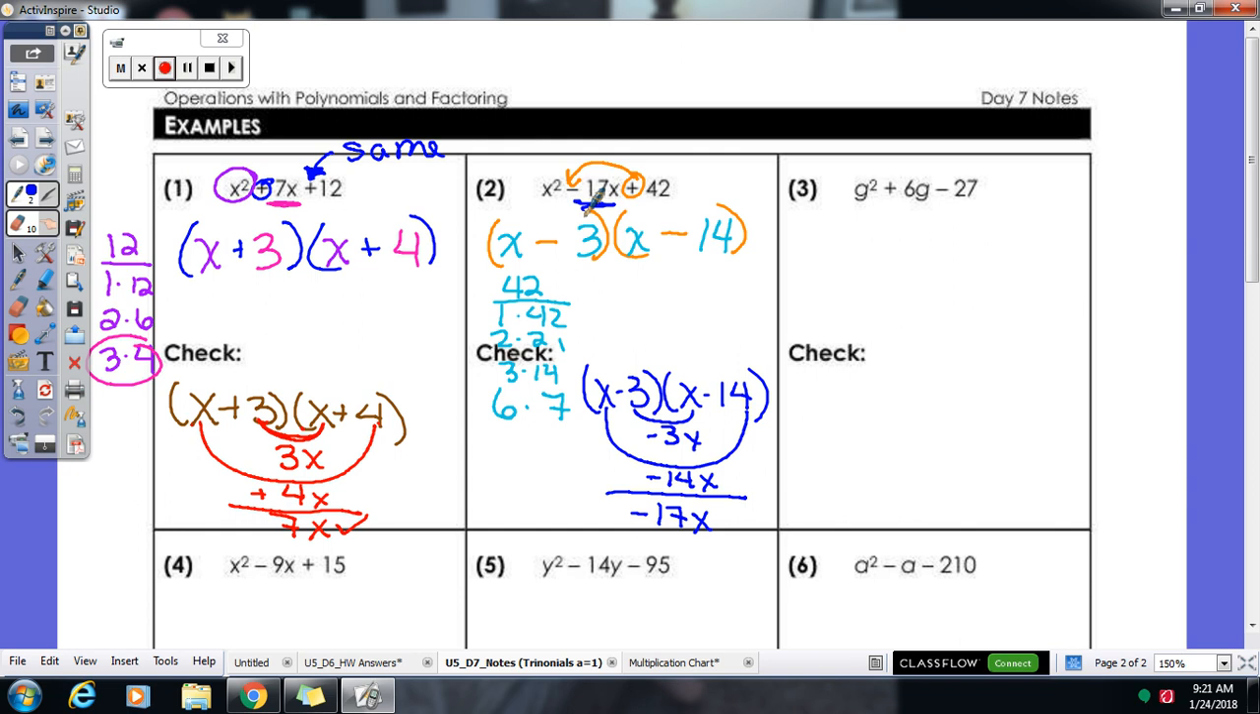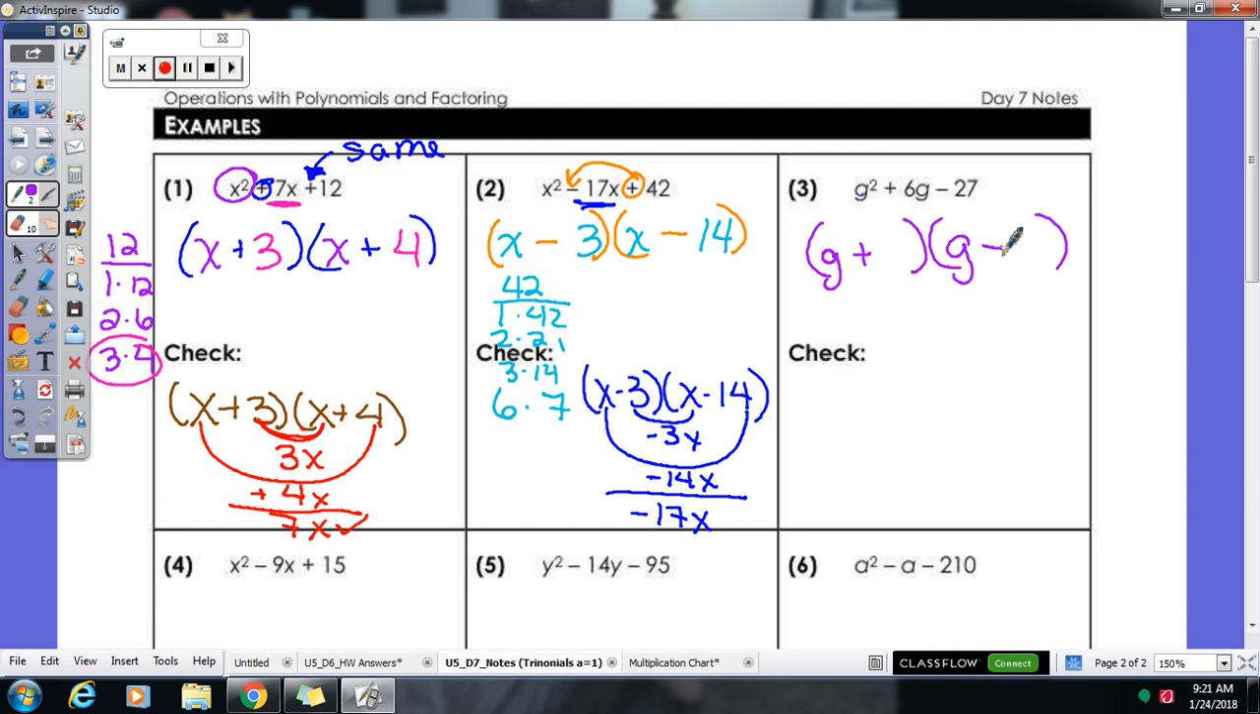All right, so number 3, I'm going to put my 2 sets of parentheses to start with. This time, though, we got a negative as our second sign, so that means our signs are going to be different. And then what multiplies to give us g squared? G times g. So one of them is g plus, and the other one is g minus, because my signs have to be different since it's a negative at the end.